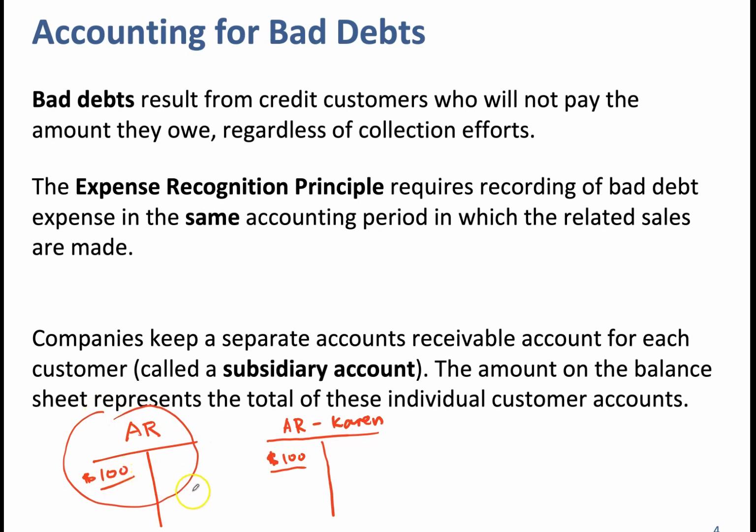In the meantime, I will record this $100 in the master account. So these two accounts are parallel to each other, and you don't add them up. The fact that you have two accounts doesn't mean someone owes you $200. It's the same $100, but the subsidiary account reflects more details, by customer.